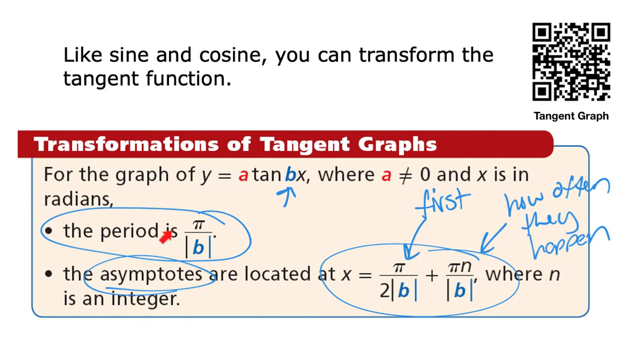We're going to find the first asymptote, and then we're going to find how often they happen. And finding these values, the period and then the asymptotes and how often they happen, is going to allow us to graph our new tangent graph. We are not going to do much with A here. A is going to just determine how quickly it curves near the curving part of the tangent graph, and we're not going to worry about that in our graphing.